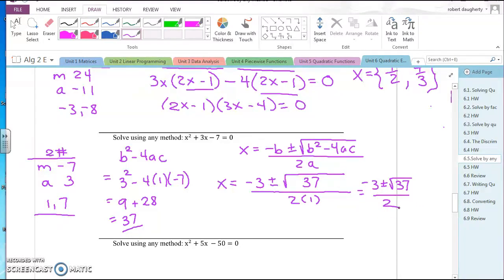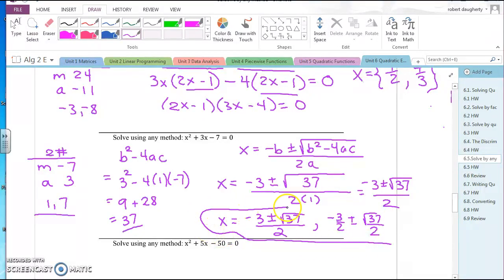37 is a prime number. This can't simplify. So this is my solution. So x is equal to negative 3 plus or minus the square root of 37 over 2. Or if you wrote it, it's negative 3/2 plus or minus the square root of 37 over 2. Any of these solutions would be fine. Okay?